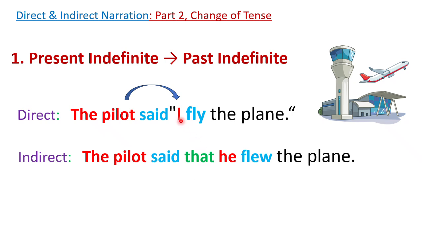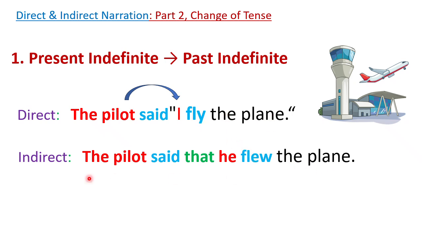Then I is the first person. If there is a first person, I, we, or their possessive or object forms, all of them change according to the subject outside. Outside, the subject is he, meaning the pilot is he, third person. So I will be changed into he. You can see here, this I is changed into he. That is coming because we have opened the inverted commas, and after that we are using he. And then fly: because outside the verb is past tense, we definitely need the past form. So fly is changed into flew.